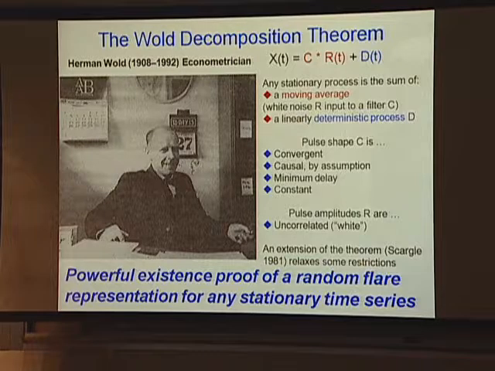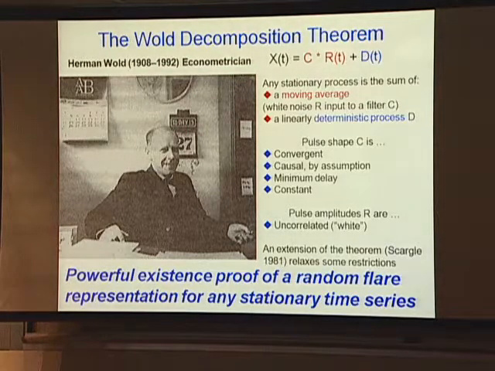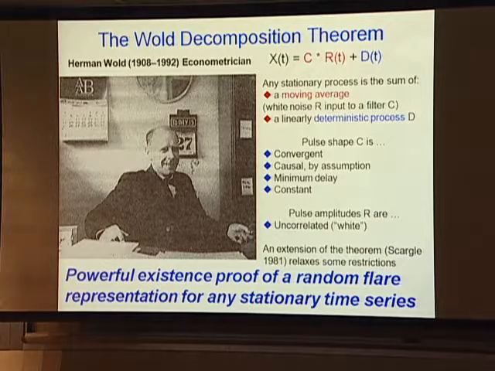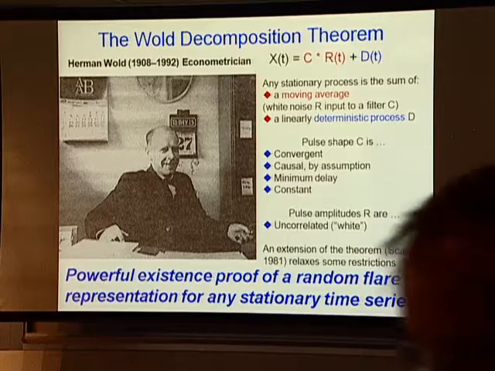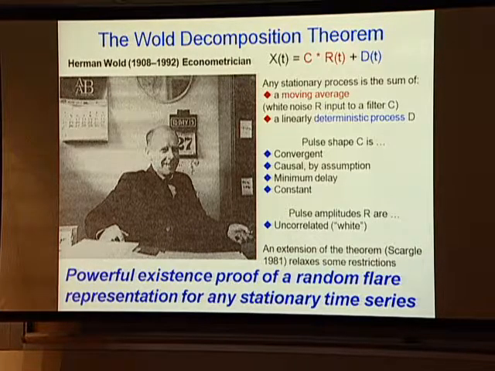But a lot of astronomers didn't know anything about it. So I went across to Millikan Library and remember discovering this theorem in books on economics. It's called the Wold decomposition theorem. Here's a picture of the inventor of it, an econometrician. It's a very interesting theorem that has a lot of ramifications, and I could spend all morning talking about it.